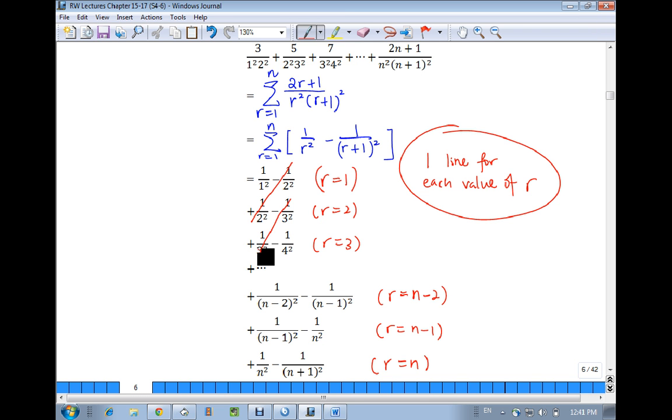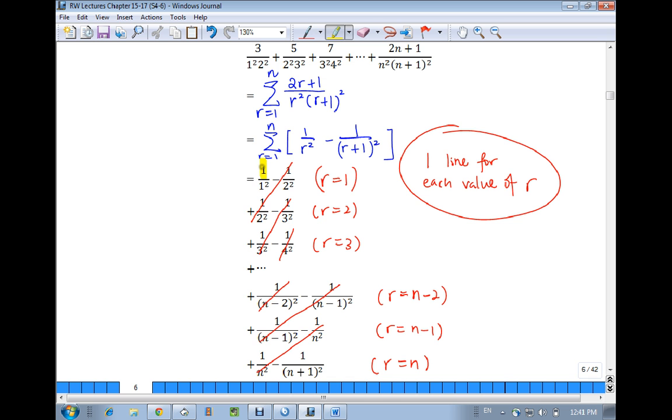Then you ask, what about minus 1 over 4 squared? Will it be cancelled off? Yes, because you expect the next term to have 1 over 4 squared. So this one goes, and then this one goes. This one goes. What about this minus 1 over n minus 2 squared? Will it go? Yes, because with the previous term which we did not write, it should go.